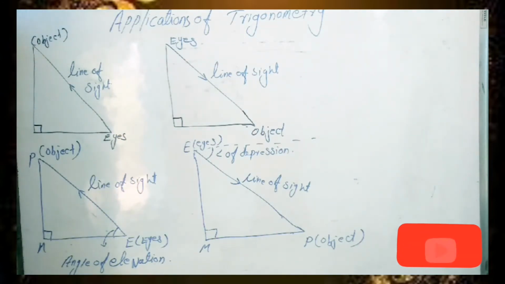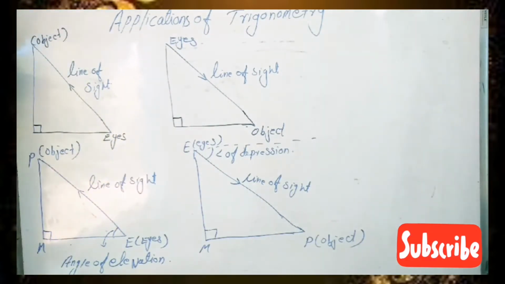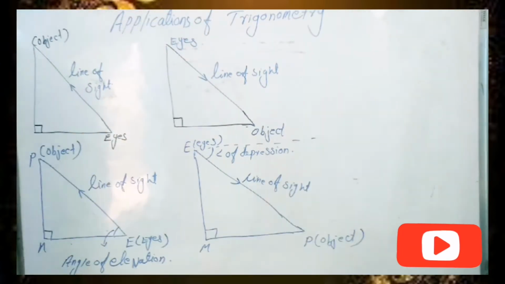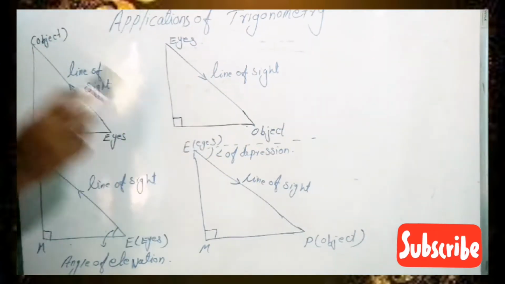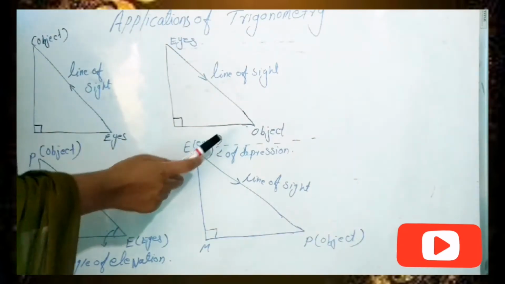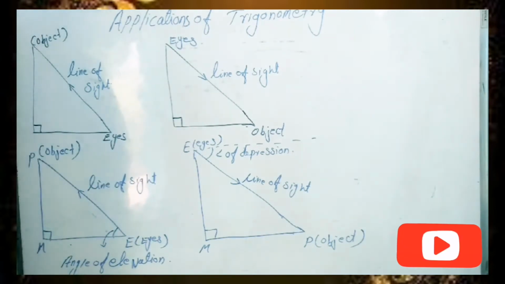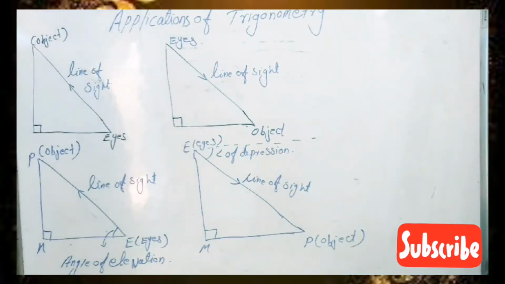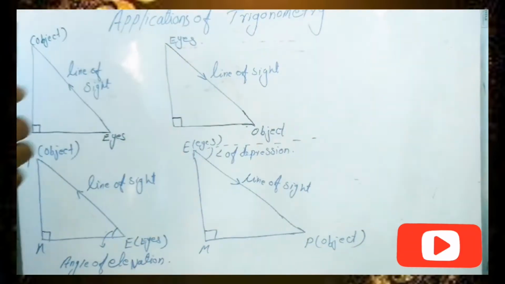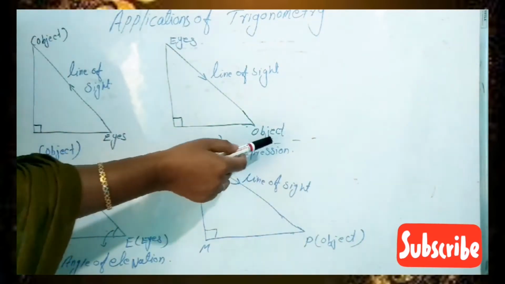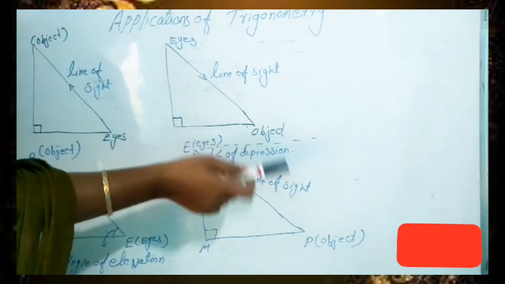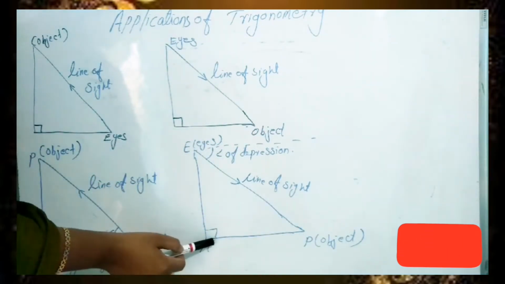And in this case, we have to lower our head to look at the object being viewed. Okay, now just look at the second figure. This angle of depression is the angle between the line of sight and the horizontal line through the eye. Now this horizontal line is parallel to our ground level.